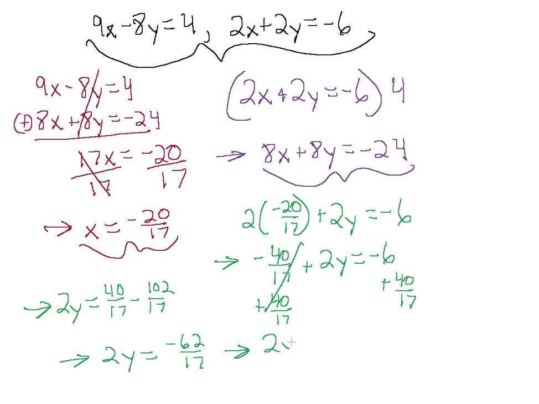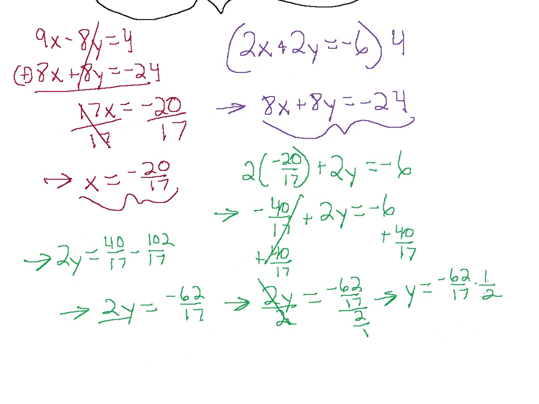If we divide both sides by 2, let's do it here. We're rewriting it, -62 over 17, and dividing by 2, or 2 over 1. So we get y equals -62 over 17, and we don't ask why, but we flip the second and multiply. We can factor out a 2 to simplify this, which gives us 31. So we have y equals -31 over 17.